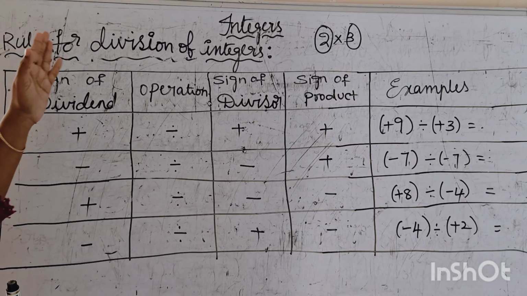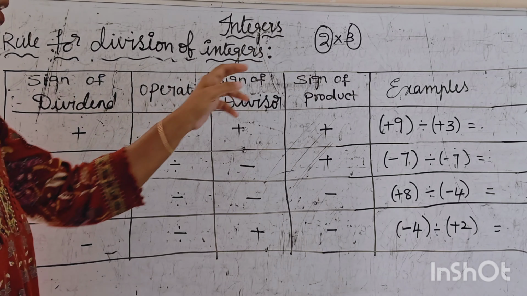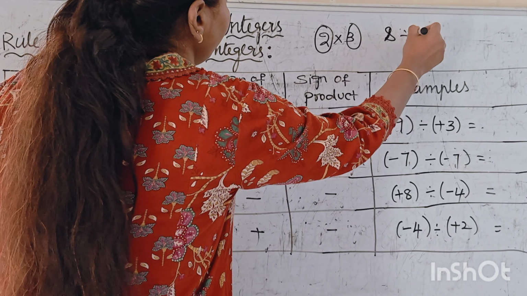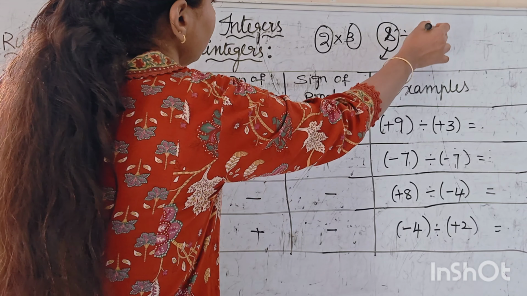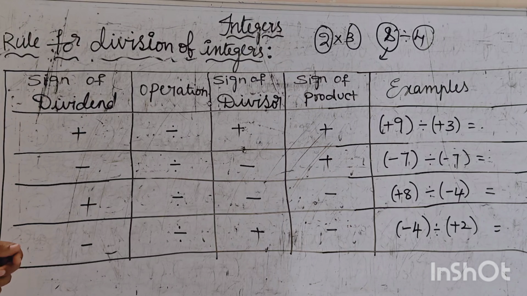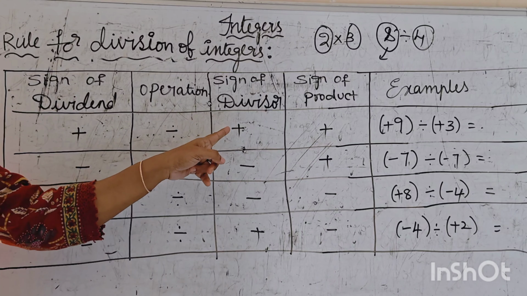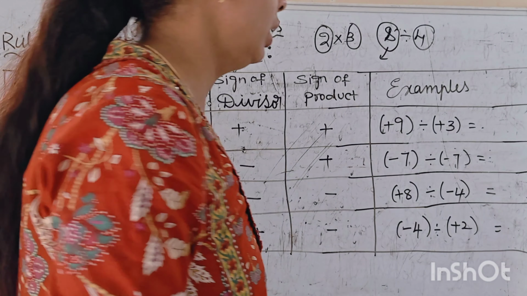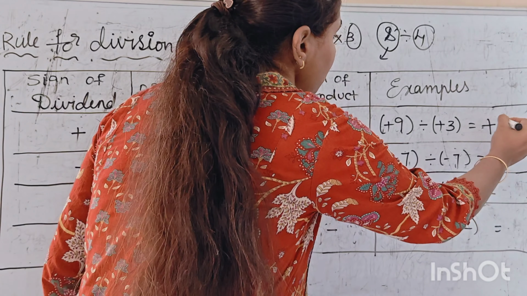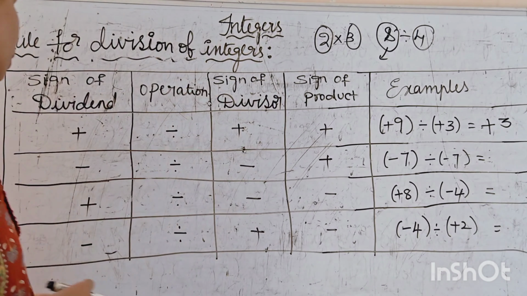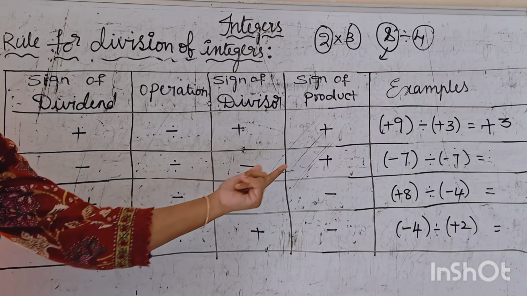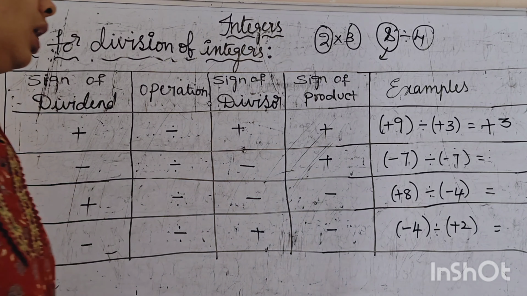Next we see the rule for division of integers. Suppose I am taking 8 divided by 4. This is the dividend and this is the divisor. Now see here, the dividend is plus, the divisor is plus, then the answer sign will be plus. So plus 9 divided by plus 3, if you divide, the answer sign will be plus and you will get 3. Now see, the dividend is minus and the divisor is minus. If you divide these two you will get a plus sign. The answer sign is plus.